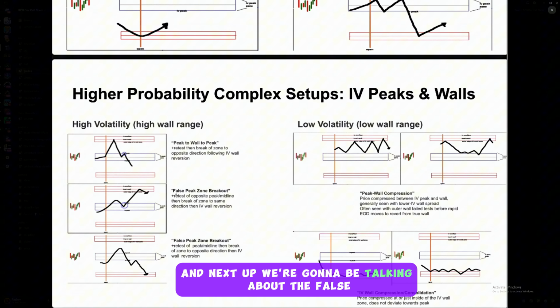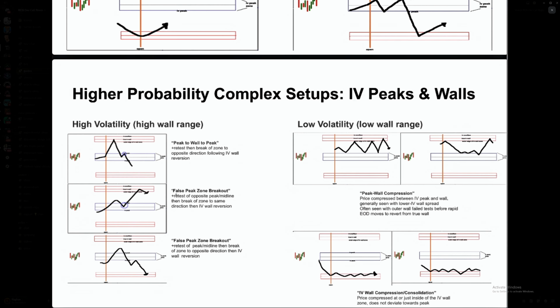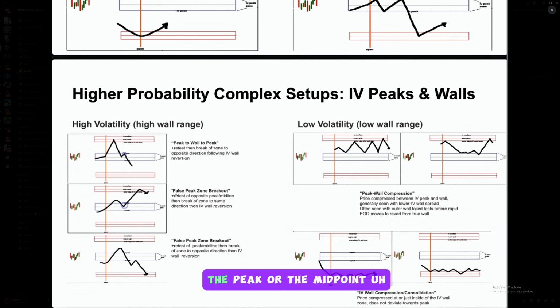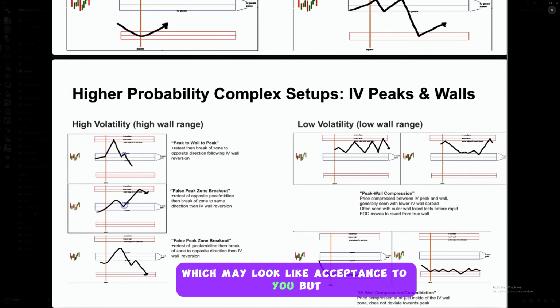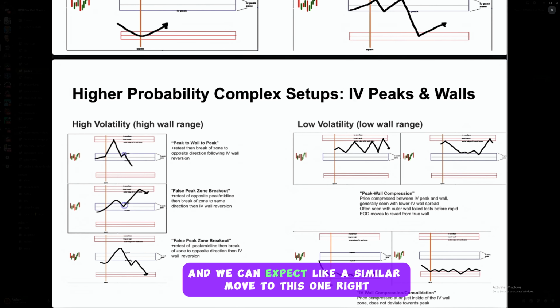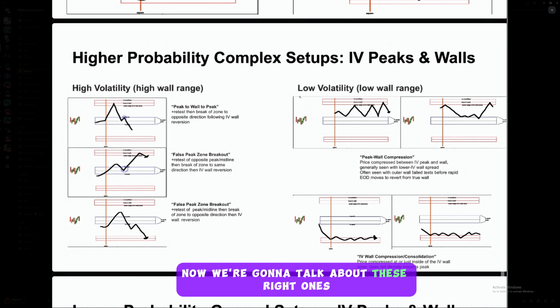And next up, we're going to be talking about the false peak zone breakout, right? This is again a breakout pattern, like price briefly breaks the peak or the midpoint, which may look like acceptance to you, but it could fail. And that failure becomes another signal that the price can reverse and then move to the IV wall. Now, same is for the downside, and we can expect a similar move to this one. Now we're going to talk about these right ones.